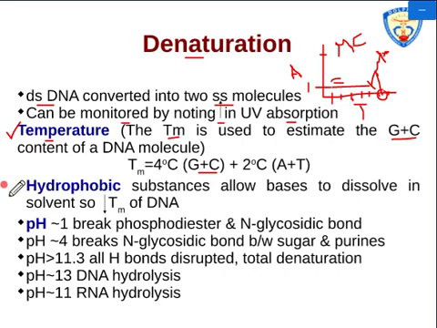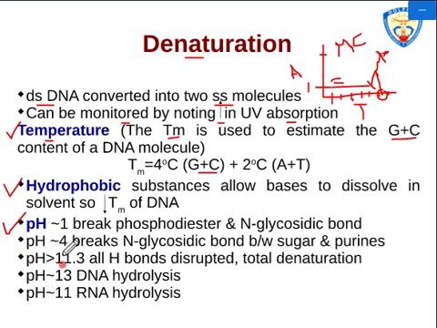Another method is use of hydrophobic substances. Hydrophobic substances allow the nitrogenous bases to dissolve in the solvent, and thereby they decrease the melting temperature of DNA. So hydrophobic substances will decrease the melting temperature of DNA. On the other hand, hydrophilic substances will increase the melting temperature of DNA. Another method by which we can denature a DNA molecule is pH.